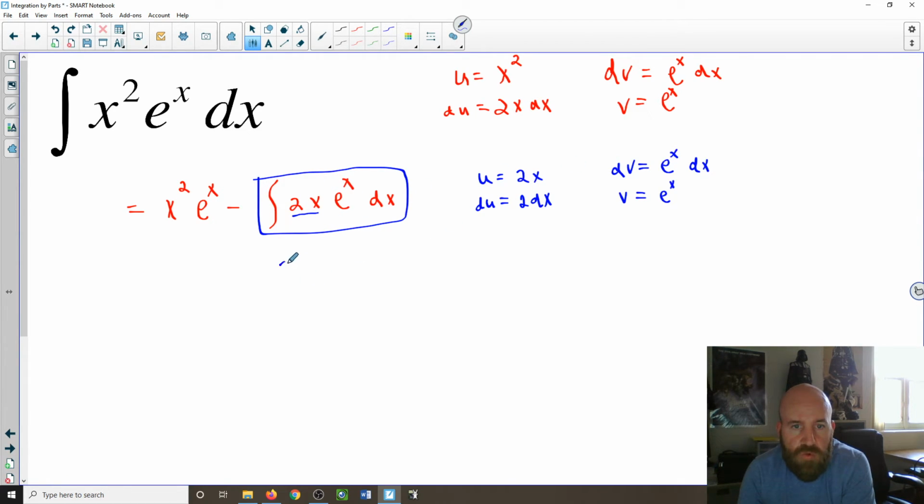So we know it's uv. Sorry, u times v. So 2x e to the x minus the integral of v du. So that is 2 e to the x dx. So we're going to put this second integration by parts in parentheses because of this negative sign. Okay, everything else drops down.